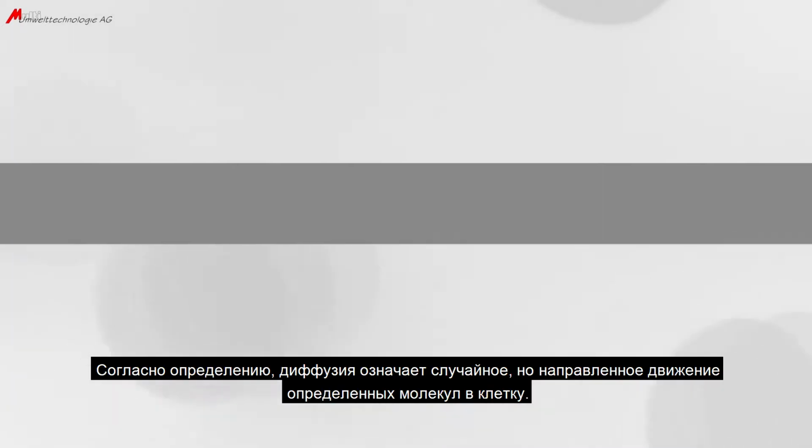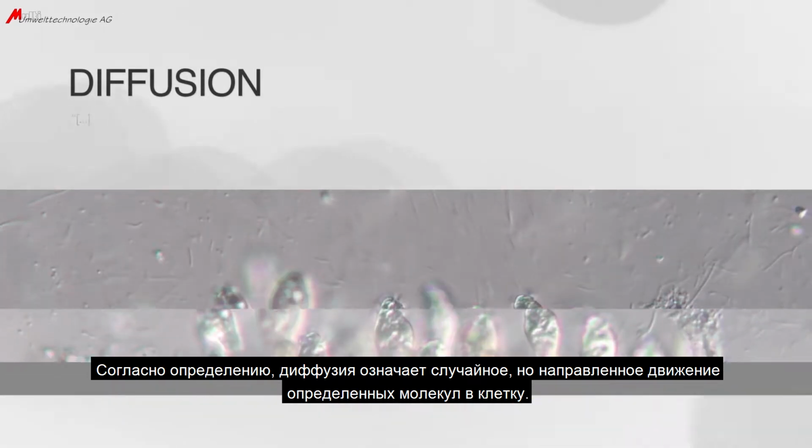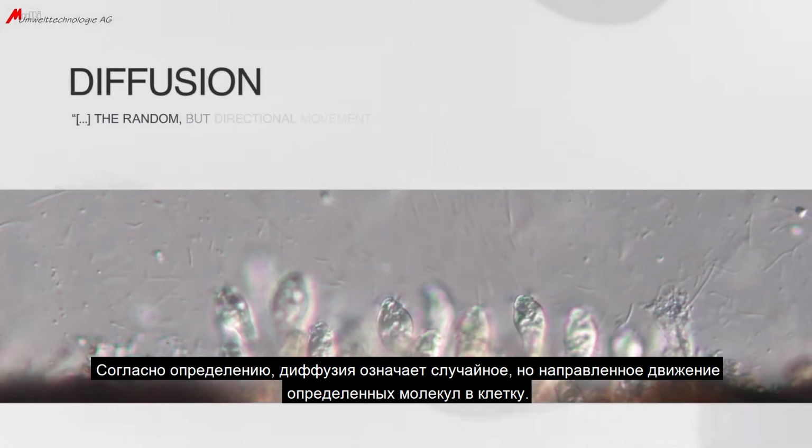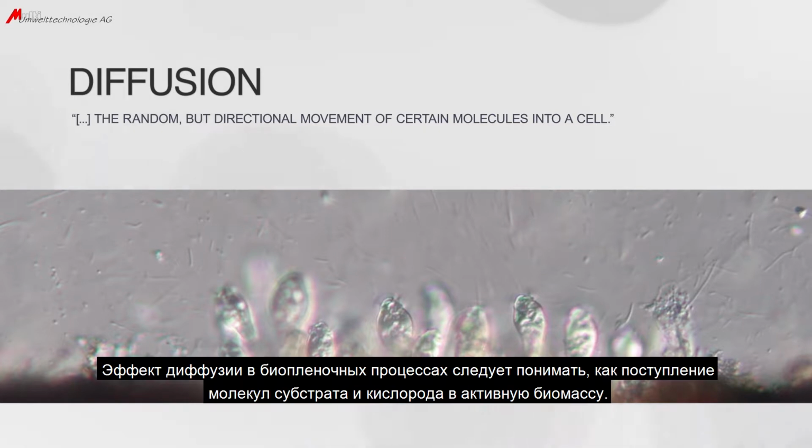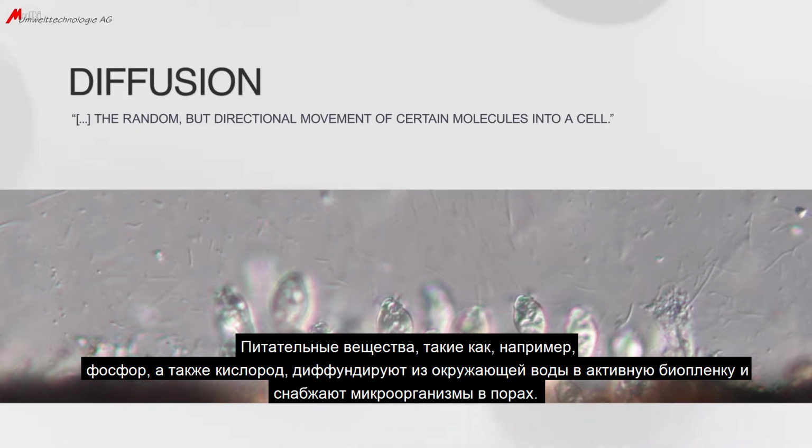As per the definition, diffusion shall mean the random but directional movement of certain molecules into a cell. The diffusion effect in biofilm processes has to be understood as the feed of substrate and oxygen molecules into the active biomass. Nutrients, like for example phosphorus as well as oxygen, diffuse from the surrounding water into the active biofilm and supply the microorganisms in the pores.